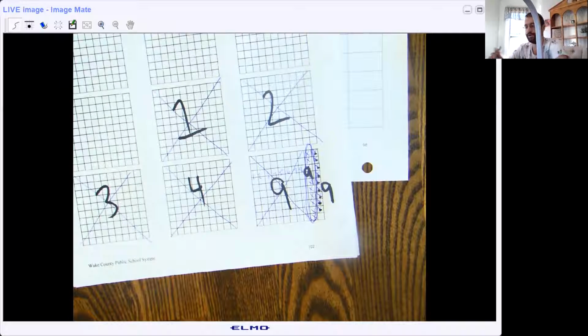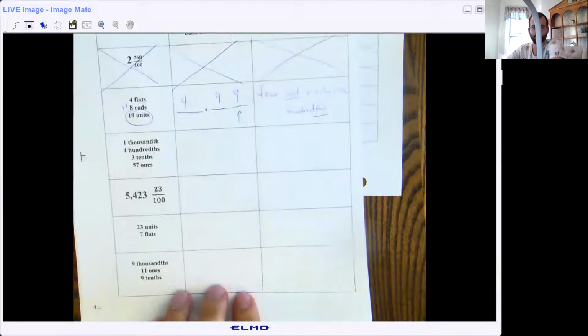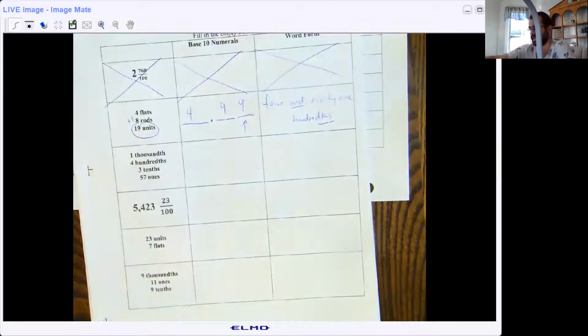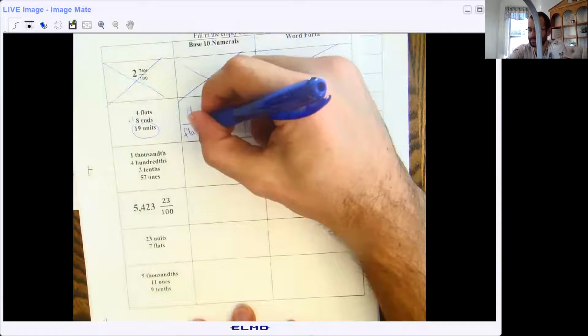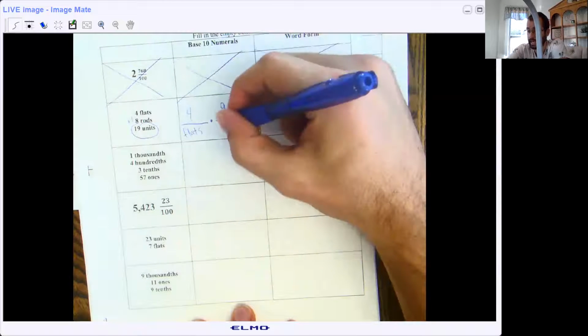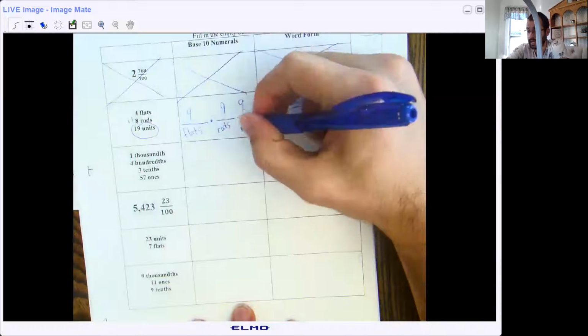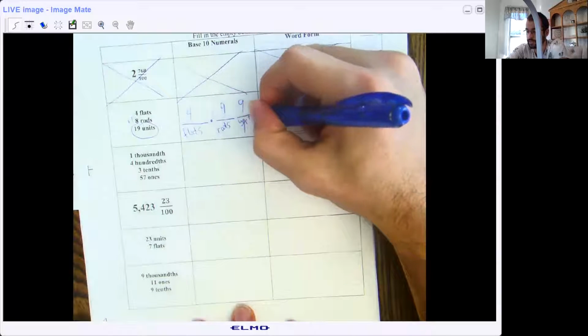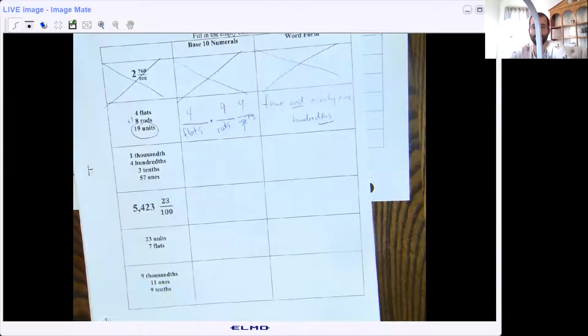So when I go to my actual paper here, let me show you what's happening. So I drew my different spaces. I said I have 4 flats. So this is going to be my flats. 9 rods. And 9 units. Even though it only tells me 8 rods, I had to add 1 because I had too many units that spilled over.